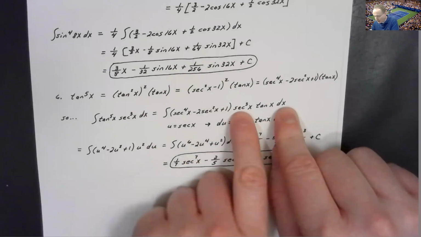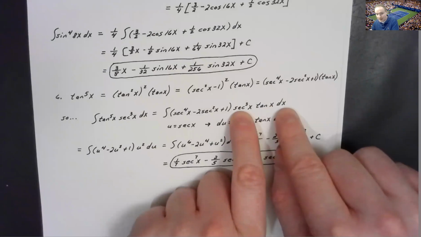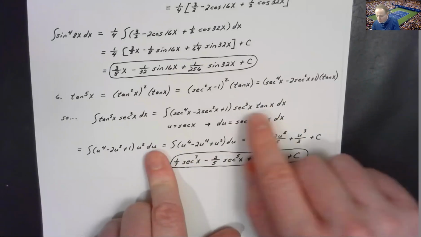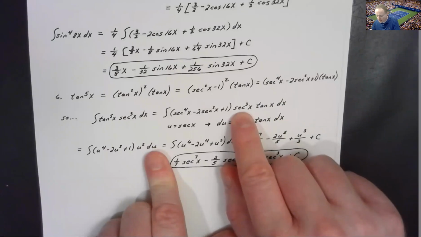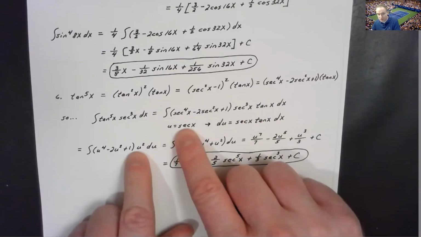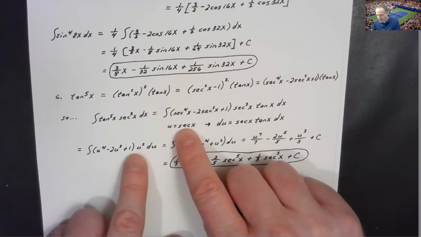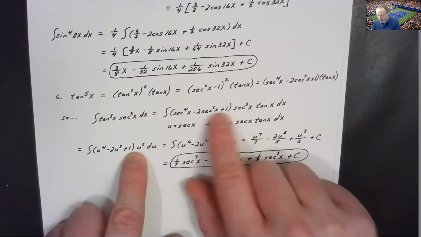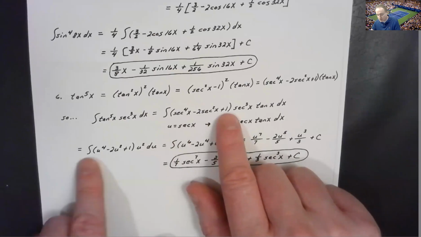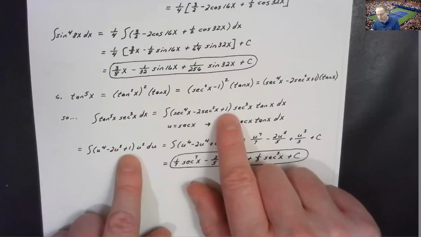So one of the powers of that secant cubed and that tangent x dx all go away and become du in the next step. But there's going to be a secant squared left there that doesn't get taken with the du. So you say, well, that secant squared is just going to become u squared. And then my secant formula here, secant to the 4th minus 2 secant squared plus 1 becomes u to the 4th minus 2u squared plus 1.